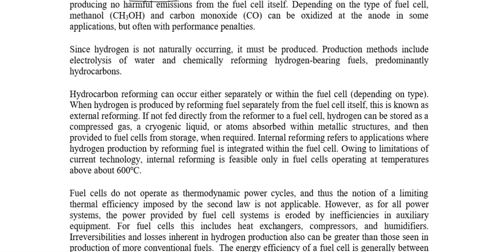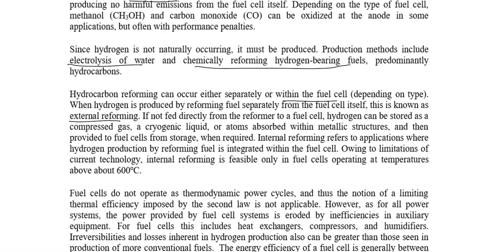Now, hydrogen does not occur naturally. It can be produced. It should be produced. Production of hydrogen is either from the electrolysis of water or chemical reforming of hydrogen-bearing fuels, which are normally hydrocarbons. If the reforming or the formation of the hydrogen is separate or outside the fuel cell, it is called external reforming. And if it is within the fuel cell, it is called internal reforming.